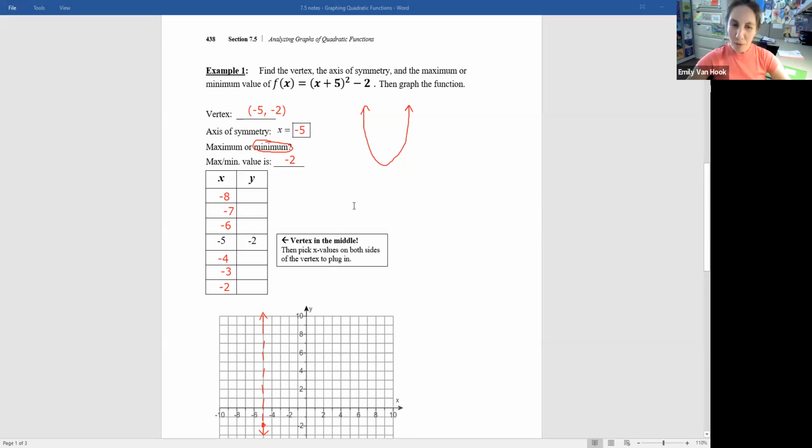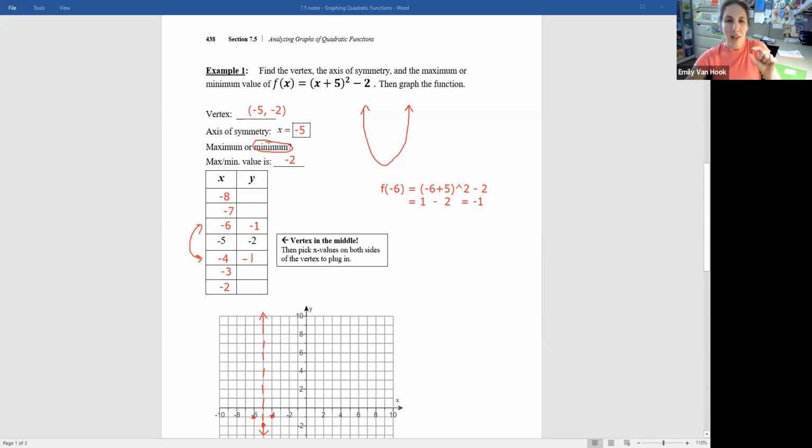Just to save some time, I'm not going to do every single point here, but we certainly could. I'll start by doing f of negative 6. So that would be (negative 6 plus 5) squared minus 2. So what's that going to be? Negative 1 squared, which is 1. Minus 2 would be negative 1. So (negative 6, negative 1) would be one of the points on the graph. We'll plot that. Negative 6, negative 1, which means, again, we'd have that symmetry in the table. So we could also plot (negative 4, negative 1).